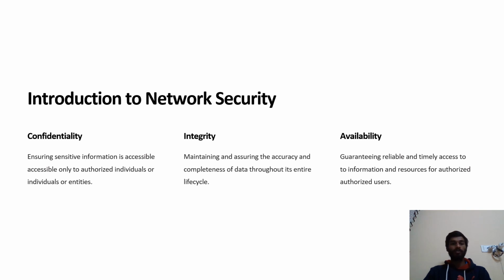So we'll start with introduction to network security. Confidentiality, ensuring sensitive information is accessible only to authorized individuals or entities. Integrity, maintaining and assuring the accuracy and completeness of data throughout its entire life cycle. Availability, guaranteeing reliable and timely access to information and resources of authorized users.